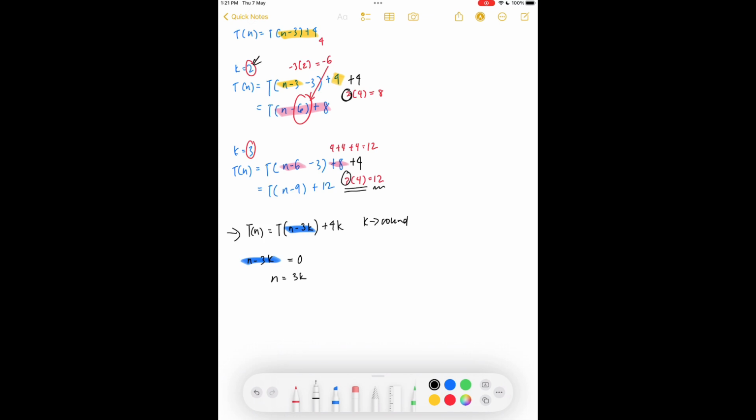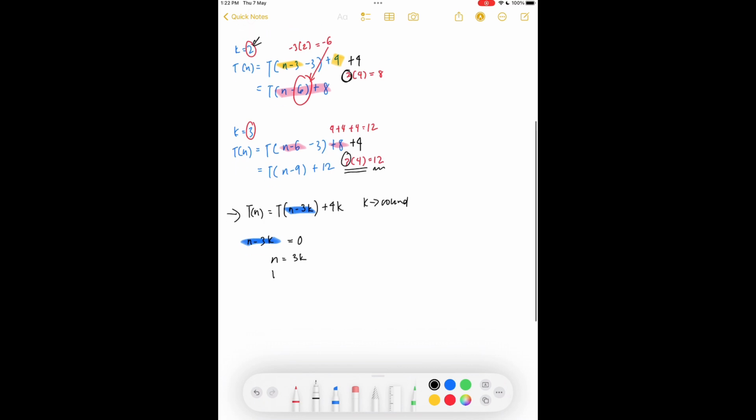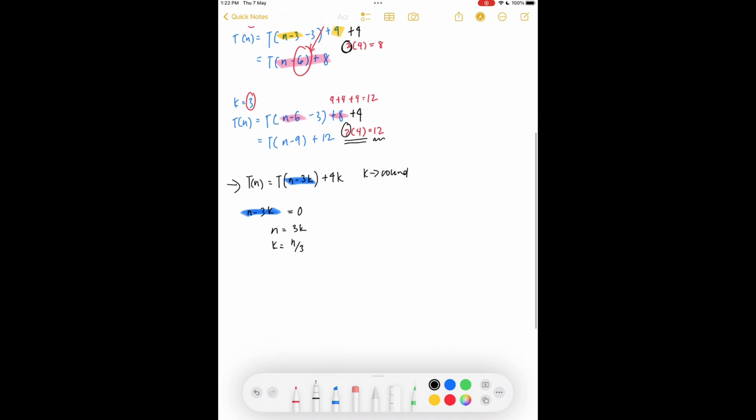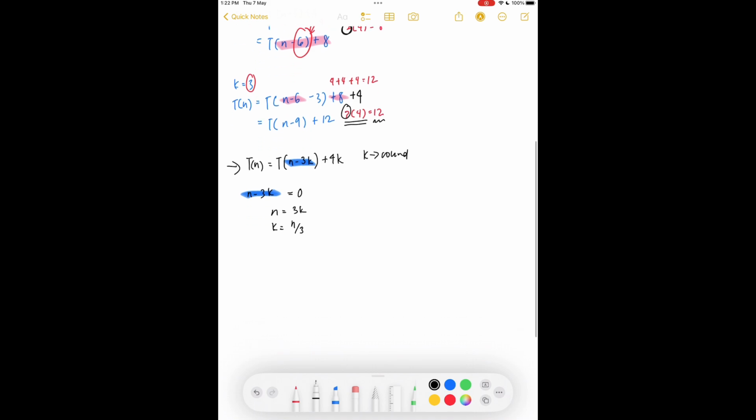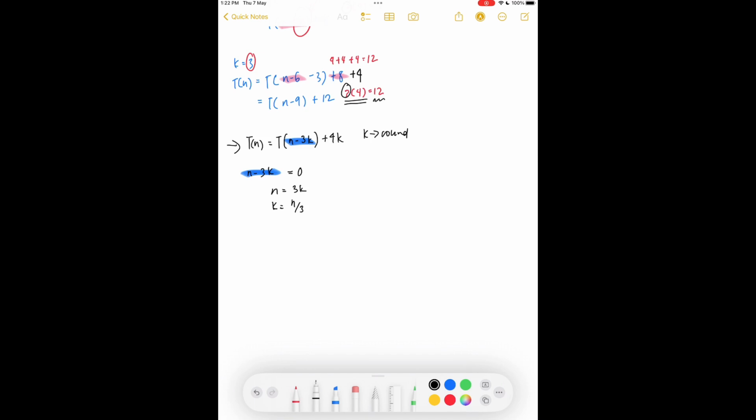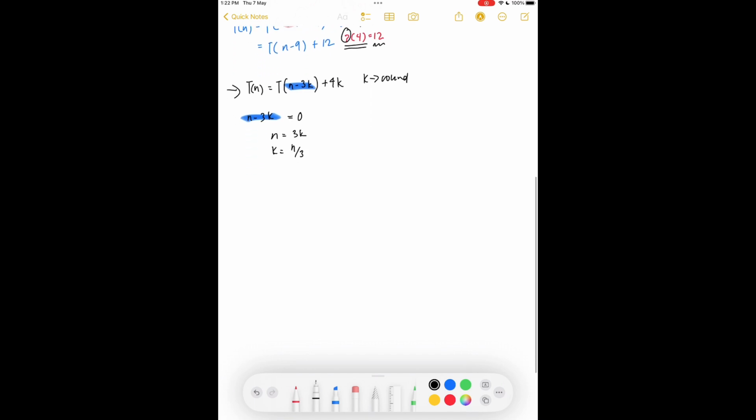Okay, now we have to find k. Why do I have to find k? I want to find k because I want to find the number of rounds, which has to be n divided by 3. This is what's going to happen. Stay with me. I hope this doesn't confuse you. Now what we're going to do is substitute this back into this equation. Yes, it's so confusing.